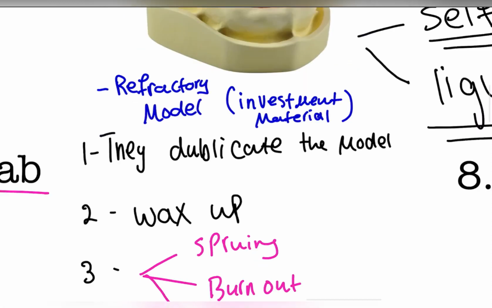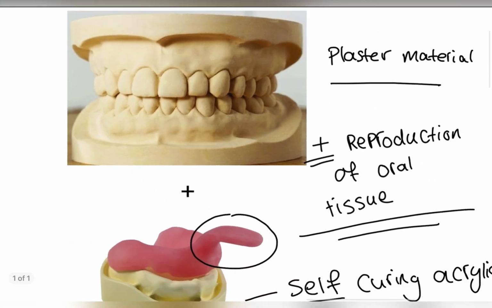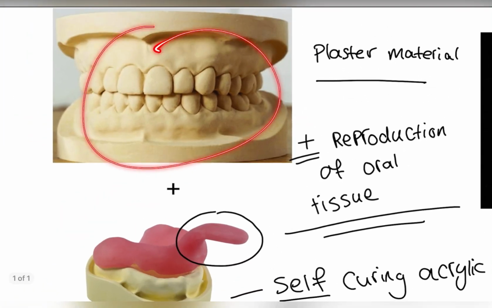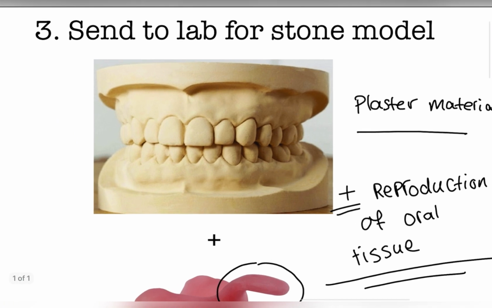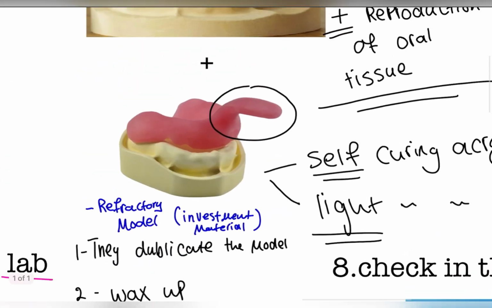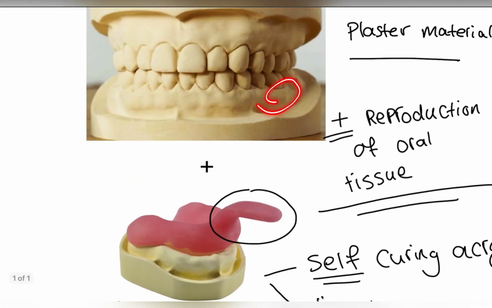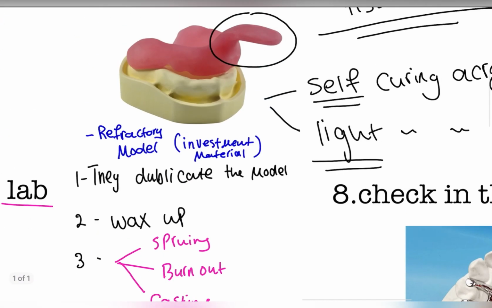So they make something exactly like what we had here, but it's a different material. Here we used a plaster material, but this one cannot withstand the heat. So yeah, they make a duplicate model, also known as a refractory model, using investment material.